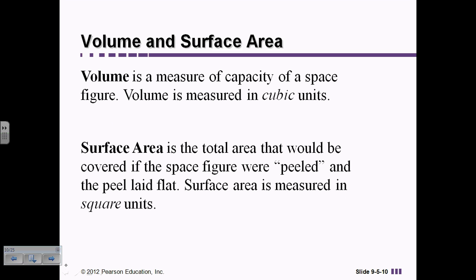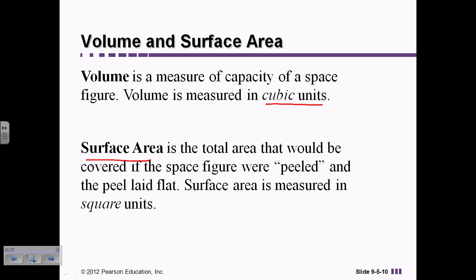When we're measuring volume, we're trying to measure the capacity, how much it can hold inside. We always measure volume in cubic units because we're always going to be multiplying by 3. Surface area is a little bit harder to explain, but imagine that you took off the skin of the shape and peeled it and laid it flat. That's what we're looking at with surface area. What would the exterior of the shape be?